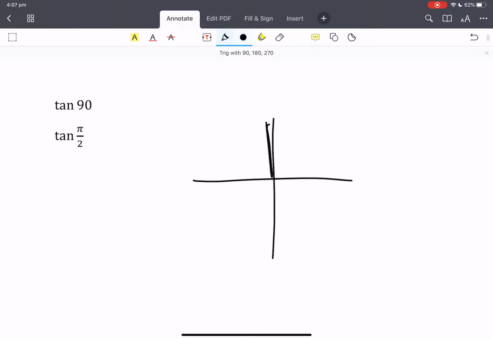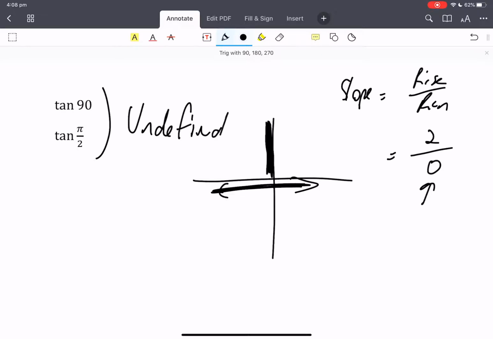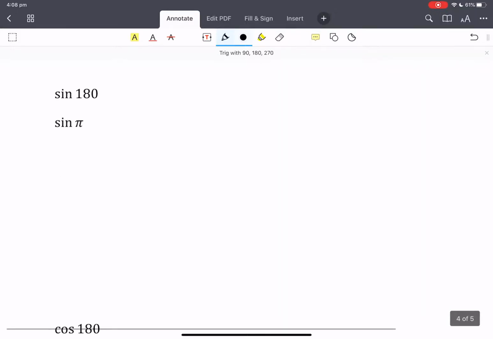Tan 90. What's the slope of that line? Slope is rise over run. My rise is how long that is, that's my terminal ray. And my run is how far left and right I've gone. Well, I haven't gone anywhere left and right. Does anybody here know how to divide by 0? Correct, you can't. That's undefined. So if you're trying to do tan 90 or tan pi on 2, you will get a math error in your calculator.